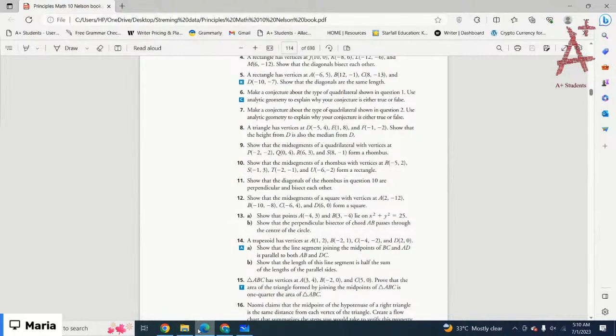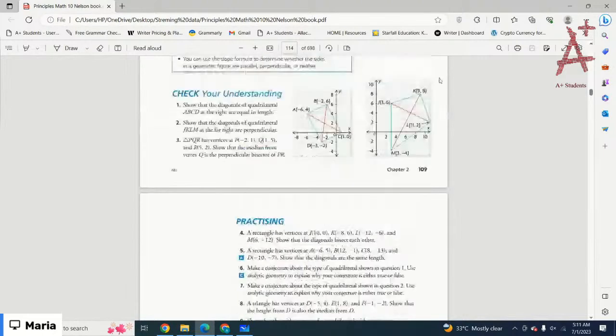Make a conjecture about the type of quadrilateral shown in question number 1. Use analytic geometry to explain why your conjecture is either true or false. Okay, question number 6. Just go to question number 1. Okay, this is the rectangle ABCD.